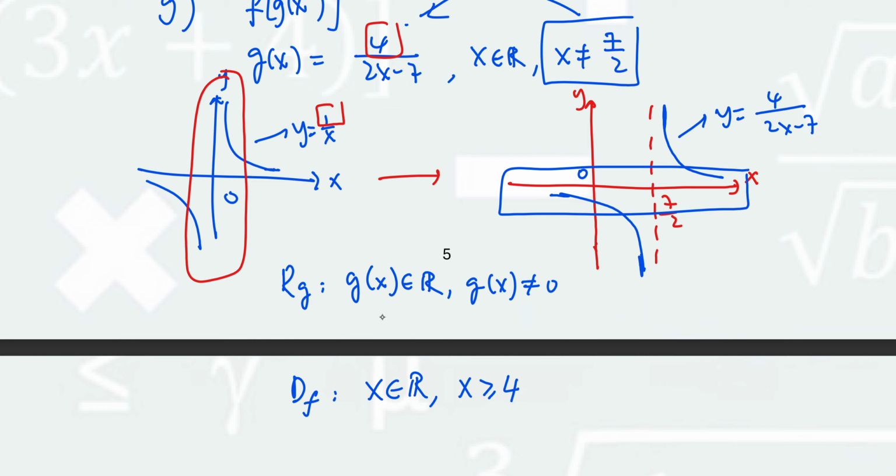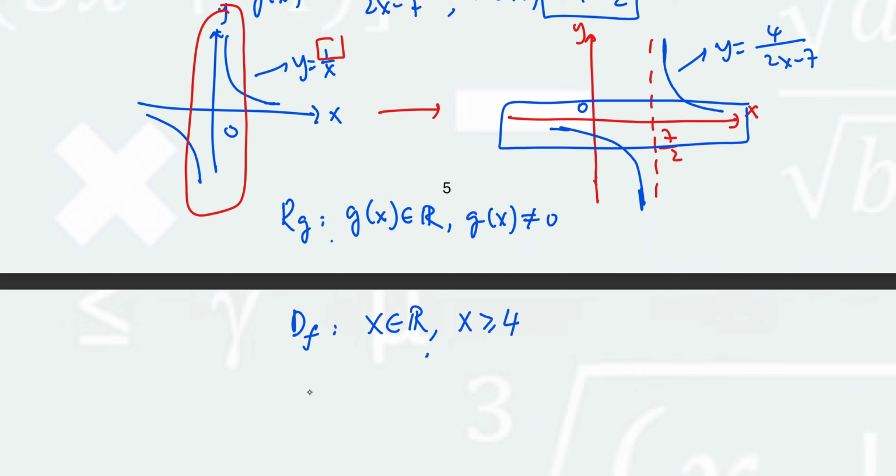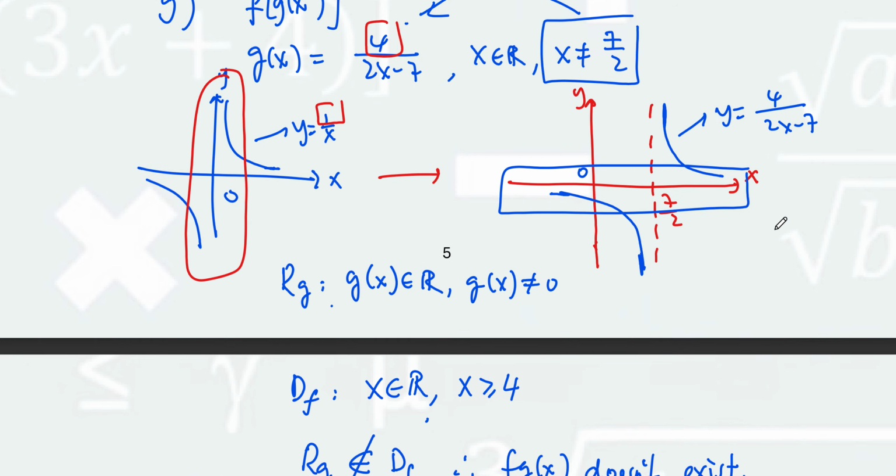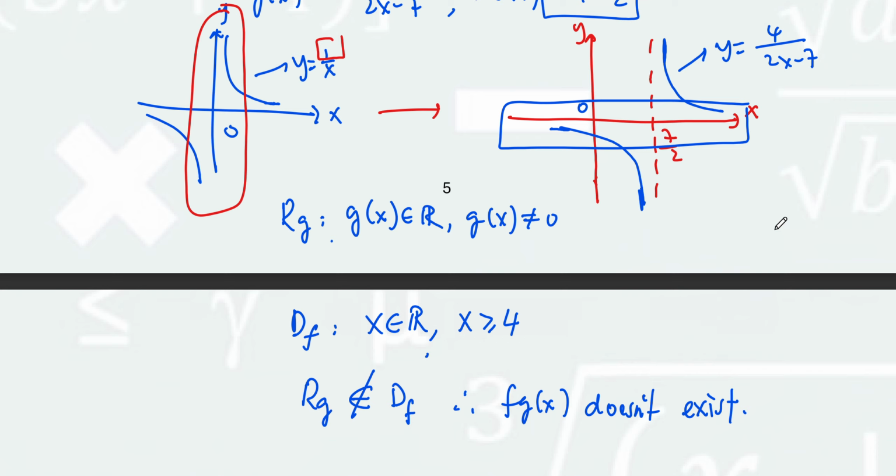So from here, I notice that the range of g is not included in the domain of f, because your domain of f is just 4 onwards, but the range of g can be negative values based on the graph, and less than 4. So I will write the range of g is not a subset of the domain of f. Therefore, fg(x) does not exist. Okay, so this is the explanation for the composite function. You have to check the range of the inner function and the domain of the outer function.